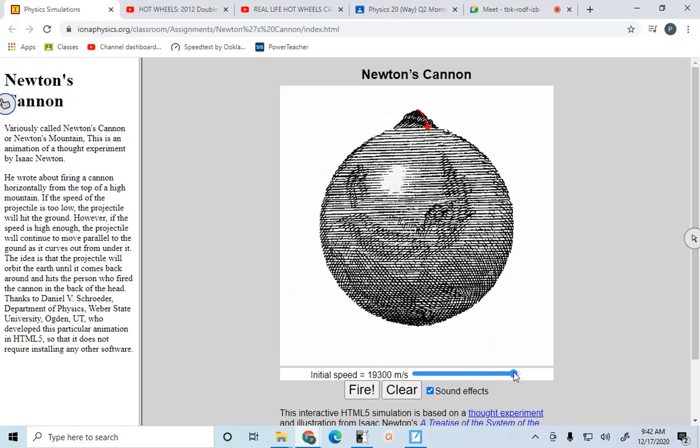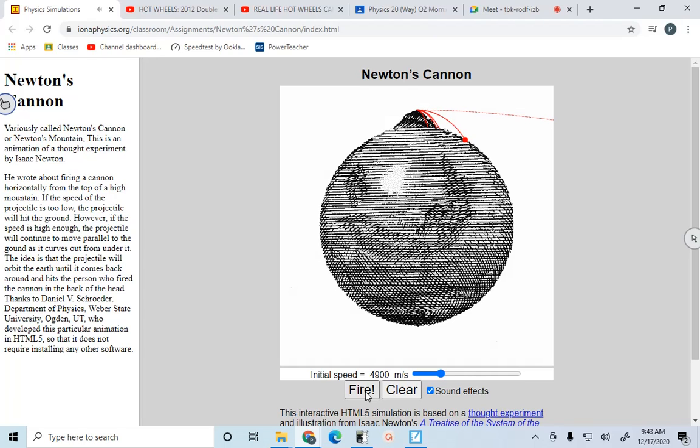If I increase the speed to 19,300 meters per second, it's not coming back. And that's because 19,300 is greater than what we call the escape velocity of the Earth. Well, let's try 2,500. Goes a little bit further than it did before. If I increase that to 2,800, goes a little bit further. So we're going to have to really go up. Let's go up to 4,900.